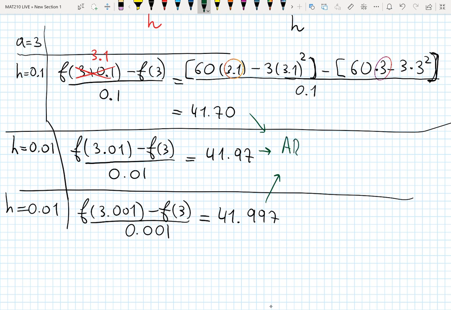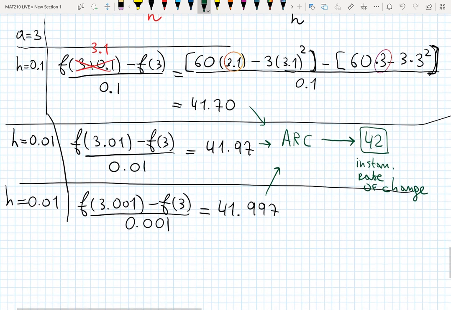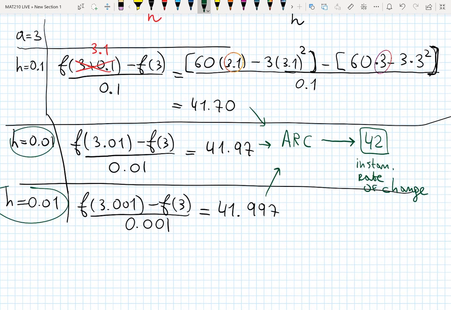So note number one, those are average rates of change with different h, right? But you can see that it's all getting very close to 42. That's an approximation of the instantaneous rate of change. How did we approximate? Finding as many average rates of change as possible with smaller and smaller step sizes.